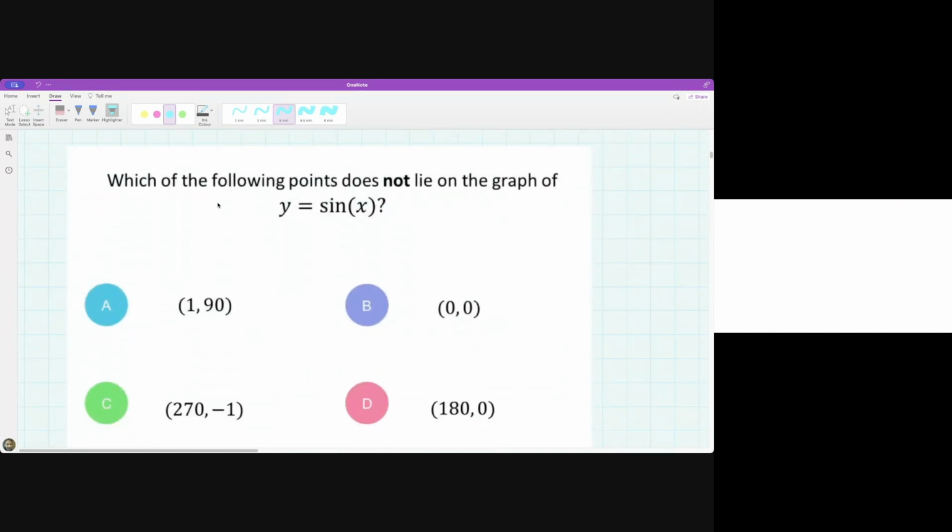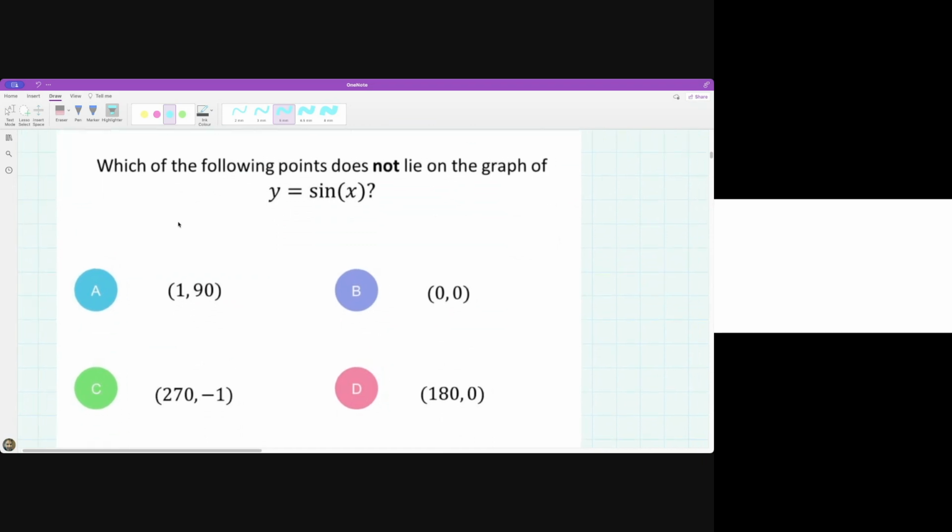Okay, now, which of the following points do not lie on the graph? So they're asking which ones do not lie on the graph. And you need to tell me.